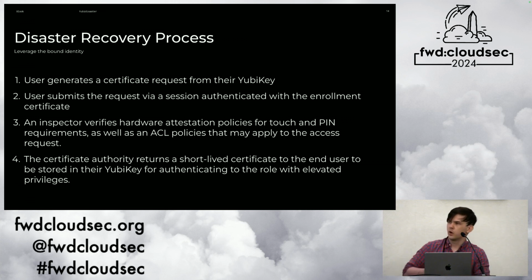So when a user wants to recover from that disaster, they'll generate a second certificate request on their YubiKey. That user will then submit that via an authenticated session that was using the enrollment certificate. Then the inspector will verify that hardware attestation policy again, but now for the new CSR. So that new CSR will be checked against an ACL, so you can't be accessing accounts that you don't have permissions to. And then once everything has been validated, they'll get a second certificate that's short-lived, again, sub 24 hours, which will then again be stored on the YubiKey in a second slot, and then that will be used to authenticate to your end role.